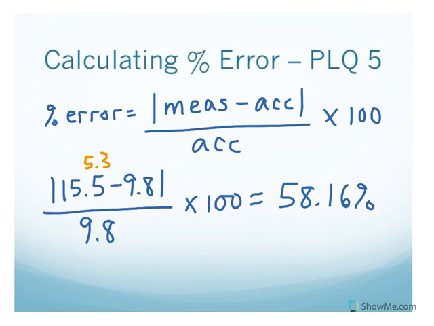To figure out how many sig figs to report your answer to, you have to go back and see what math you did. The first thing you did in this calculation was a subtraction. So the difference between these two numbers is 5.3 with the proper number of sig figs. So in essence, what you're doing is taking 5.3 divided by 9.8 times 100. Since 5.3 and 9.8 both only have 2 sig figs, your answer can only be reported to 2 sig figs. So we have a percent error of 58%. And you repeat this for the black cherry.